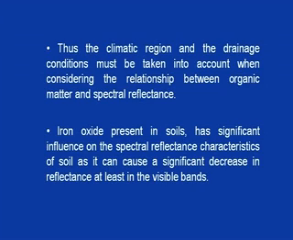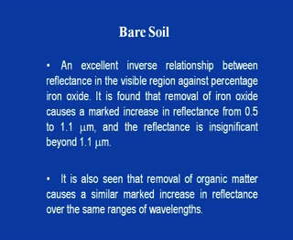Iron oxide present in soils has significant influence on the spectral reflectance characteristic of soil, as it can cause a significant decrease in the reflectance, at least in the visible bands. An excellent inverse relationship between the reflectance in the visible region and the percentage iron oxide has been found. It is found that the removal of iron oxide causes a marked increase in the reflectance between 0.5 to 1.1 micrometers, and the reflectance is insignificant beyond 1.1 micrometers.